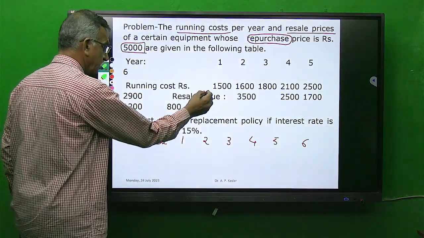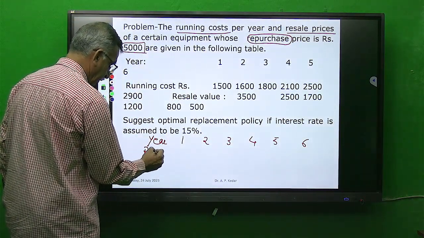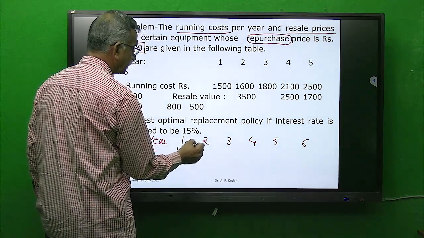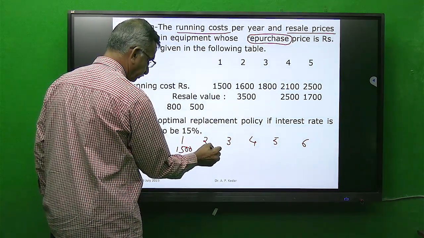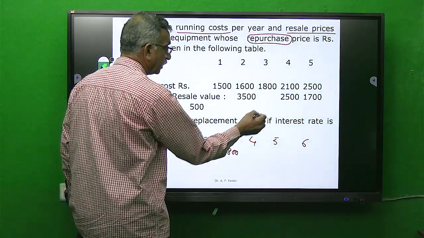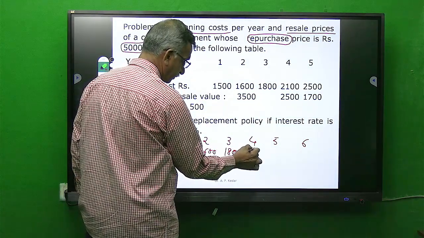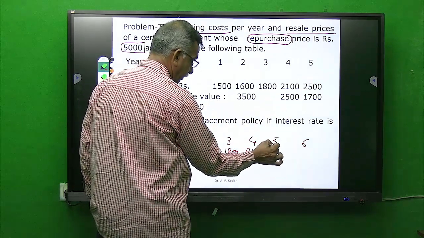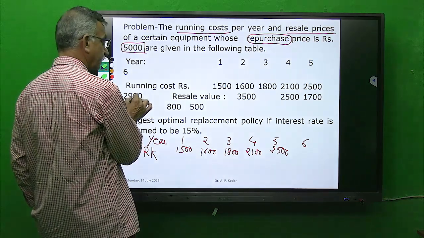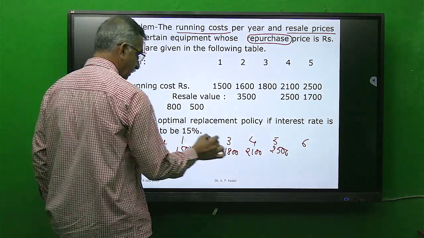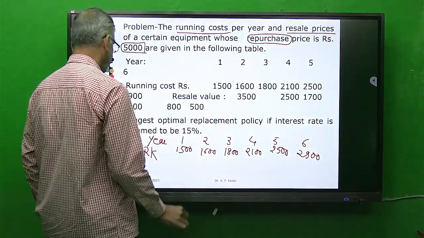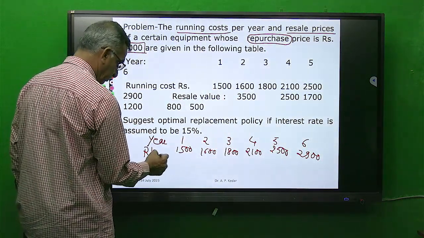Running cost is RK: 1500, 1600, 1800 for third, 2100 for fourth, 2500 for fifth, and there is shifting in that, so we get for sixth it is 2900, and the third column is of resale value.